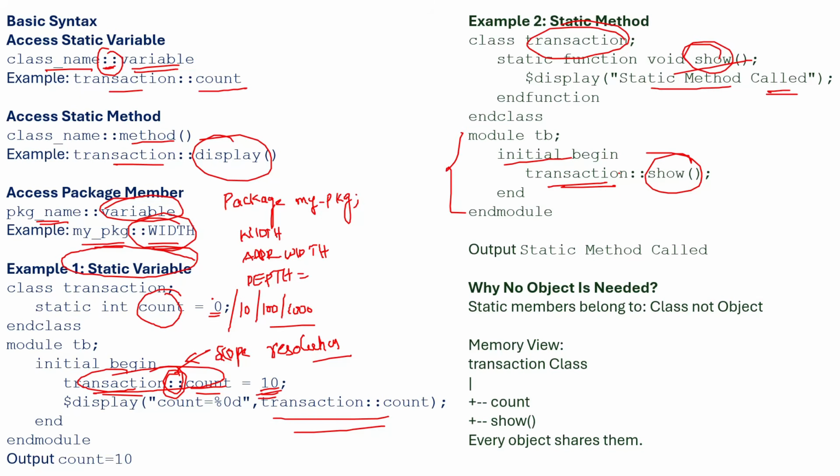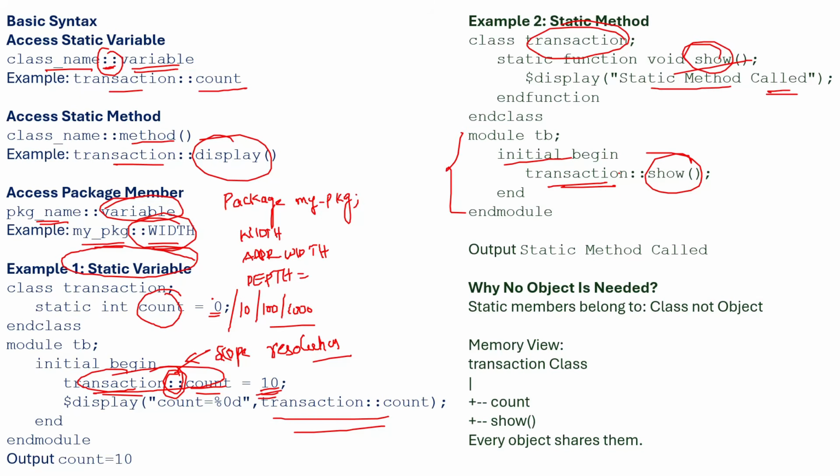If you want to call a method, you write the class name, scope resolution operator, and the method name. If you want to call a property, you mention the property name. So that's all. Any doubt up to this?